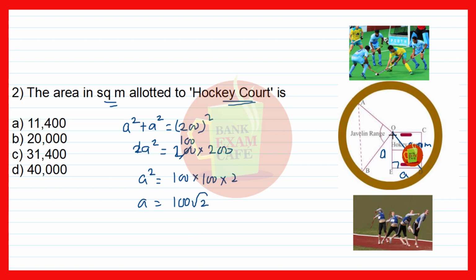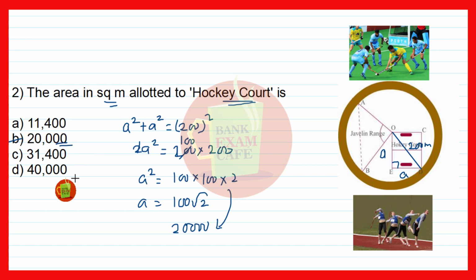Now here we have to find the area of this square, that is the hockey court. So that is what area we find by the formula A square. And so friends, here only we have got A square, that is 100 into 100 into 2, and therefore we get that as 20,000. And so the area of the hockey court is also 20,000 square meter, and so the B option is the correct option.